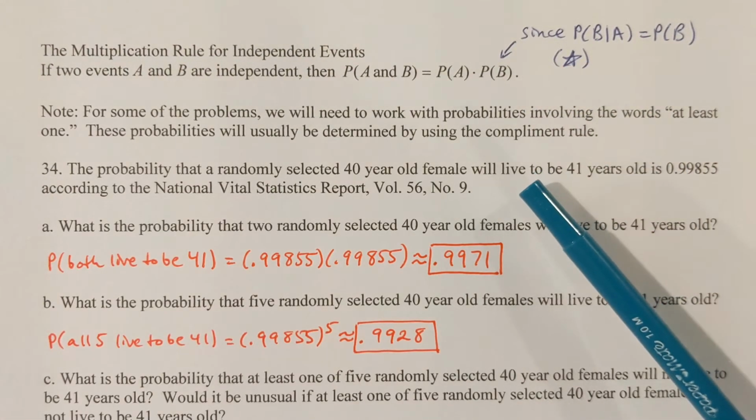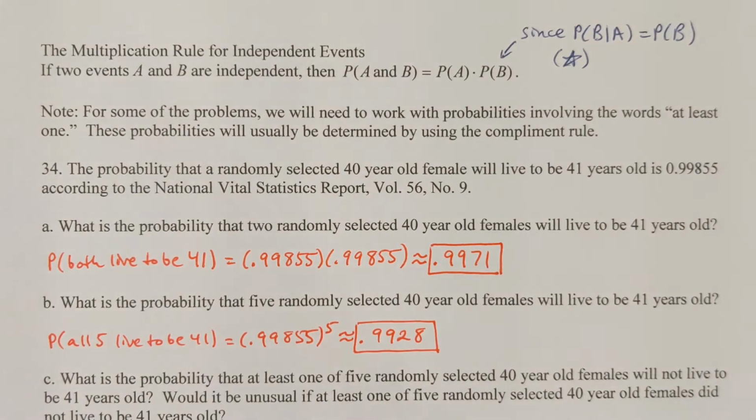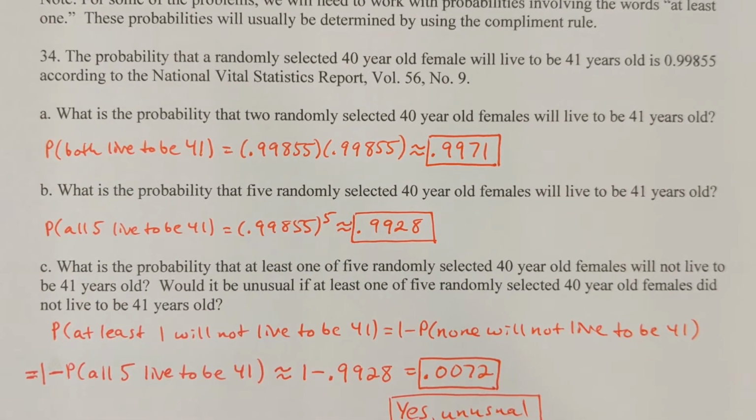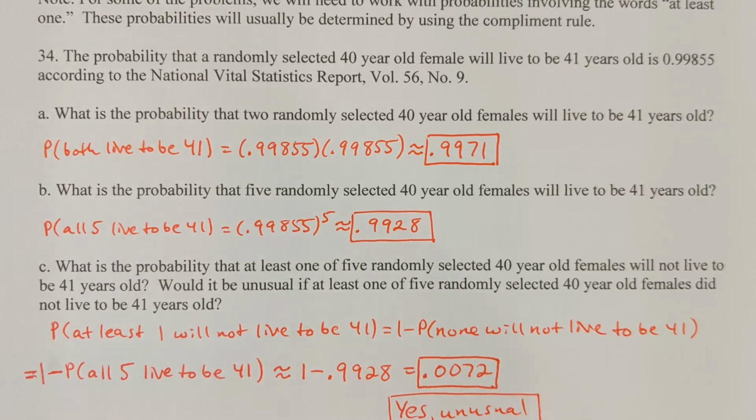There's a note below that. For some of the problems, we're going to need to work with probabilities involving the words "at least one." These probabilities are usually going to be determined by using the complement rule. Let's take a look at problem 34. The probability that a randomly selected 40-year-old female will live to be 41 years old is 0.99855, according to a statistics report there.